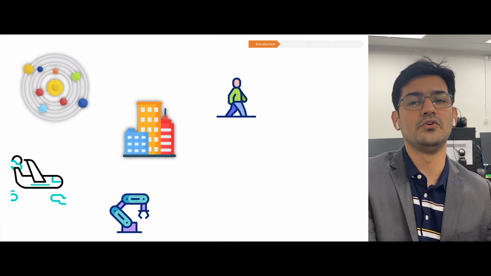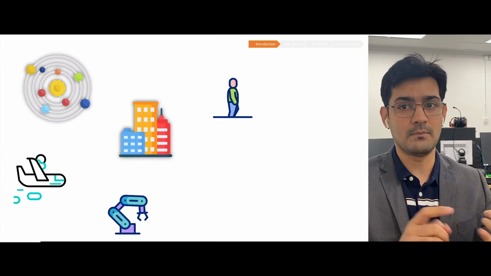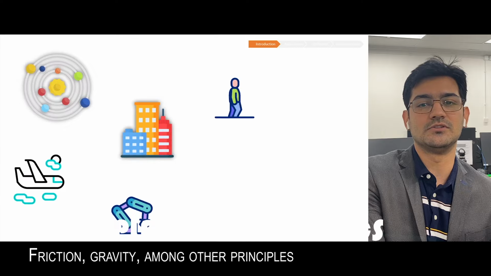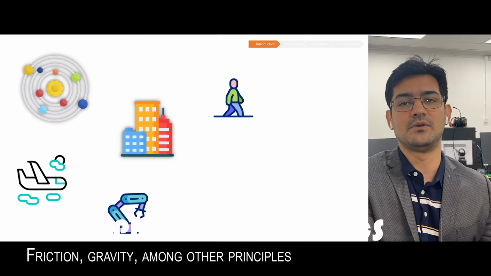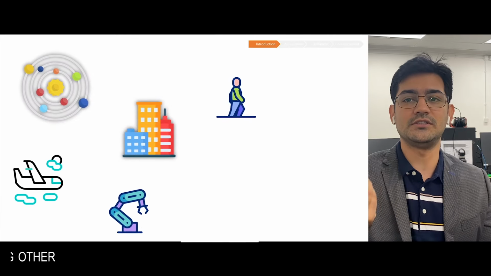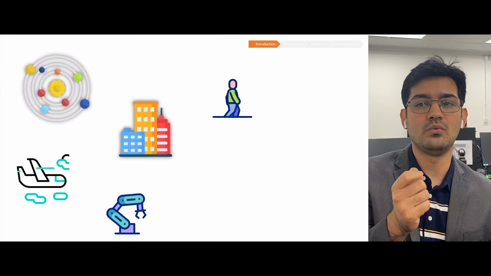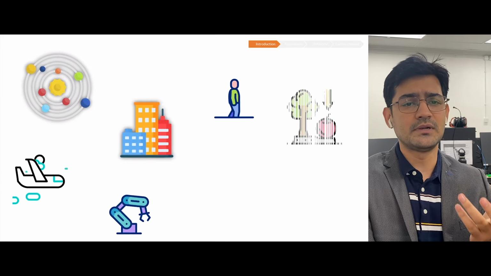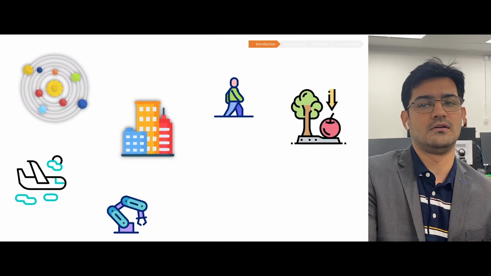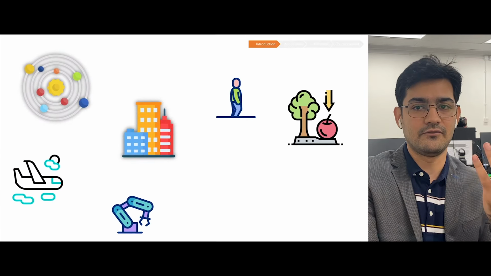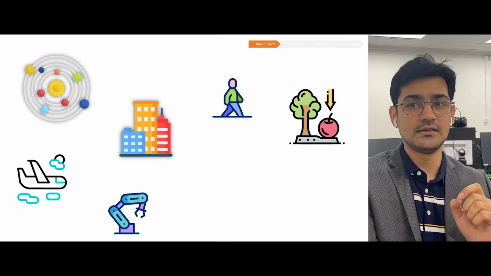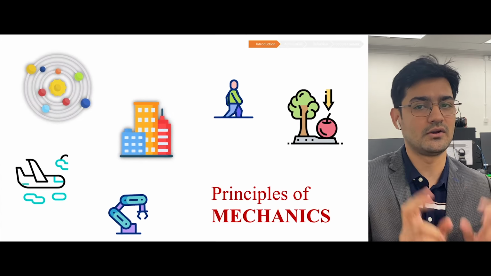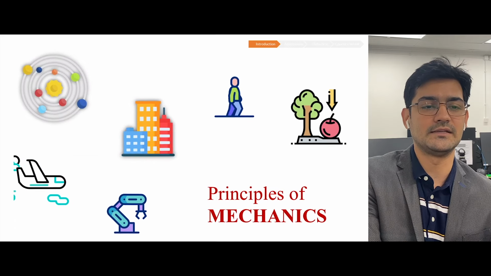Okay, let me clue you in. He's able to walk by using principles such as friction, gravity, and many other principles of science. Now, what are these principles? What is friction? What is gravity? And how can we make sense of all of these principles? Similar principles are also followed, for example, when an apple is falling from a tree. These principles, which we will study in this lecture series, are called principles of mechanics.